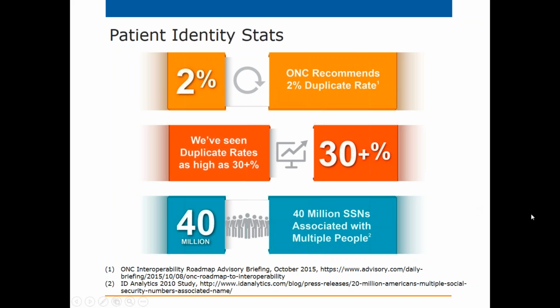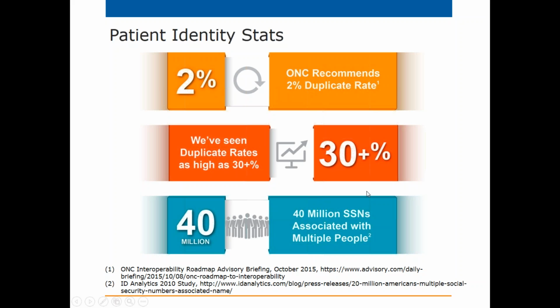Another thing that we've seen over time, and this is a statistic from ID Analytics, is that 40 million Social Security numbers are associated with multiple people. So that's roughly 20 million Americans who have multiple Social Security numbers. And that could be a fraud, that could be just a mistake, a key entry error, those types of things. But just some stats on that.